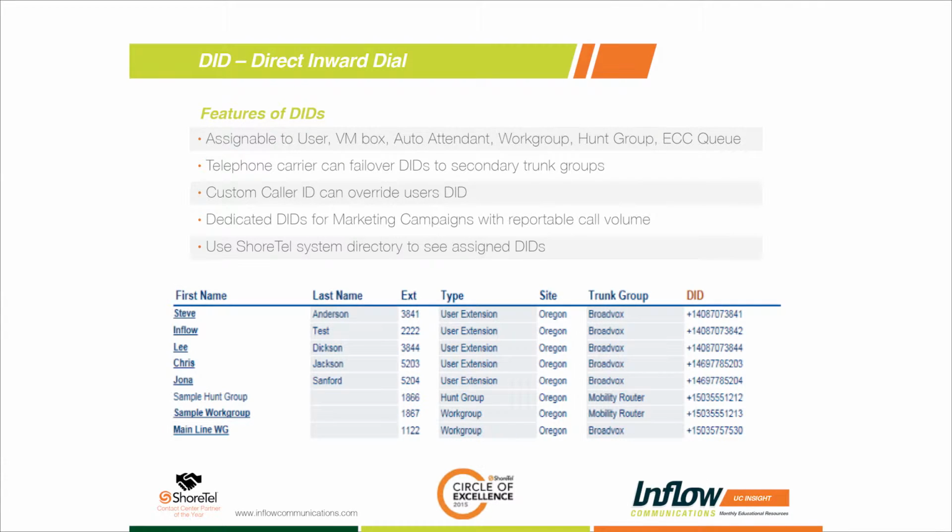Next, we're going to move on to DIDs, and DIDs are nice. If you saw on the hunt group screen, we can assign DIDs to a hunt group or to pretty much anything in the system. A voicemail box, an auto attendant, users. Obviously, probably a lot of you have users that have DIDs on them. Work groups, hunt groups, enterprise contact center queues.